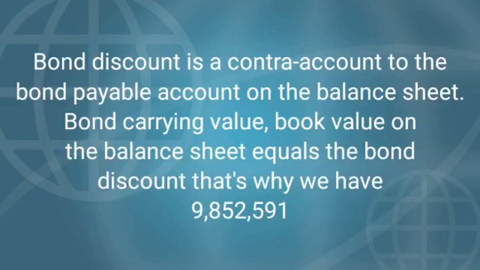Bond discount is a contra account to the bond payable account on the balance sheet. Okay, bond carrying value, or book value, on the balance sheet equals the bond face value minus the bond discount. That's 9,852,591.